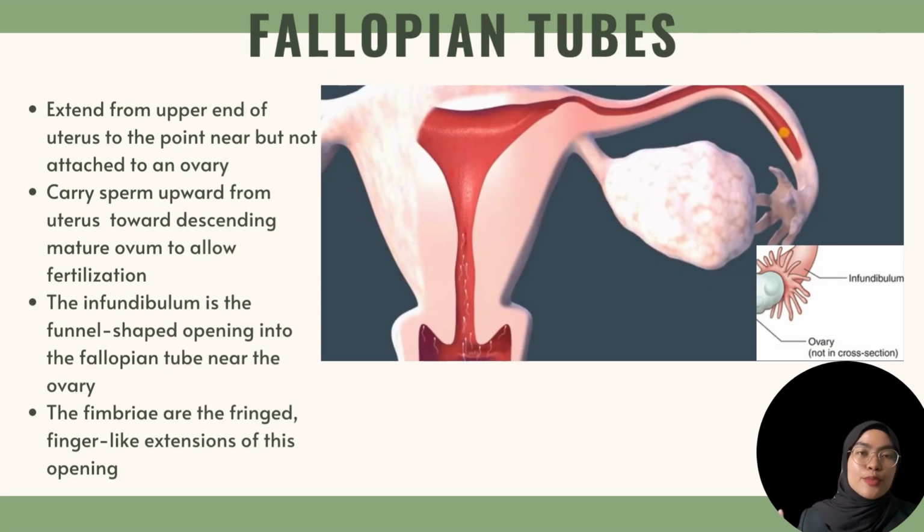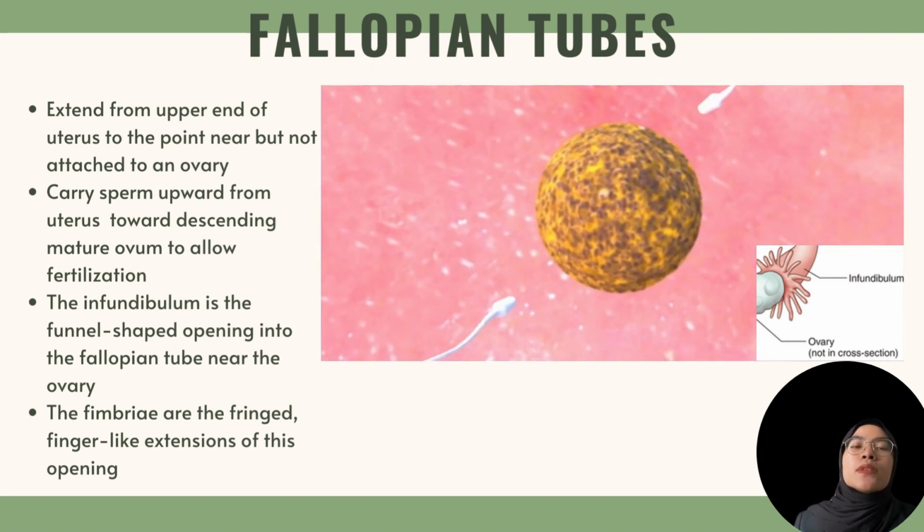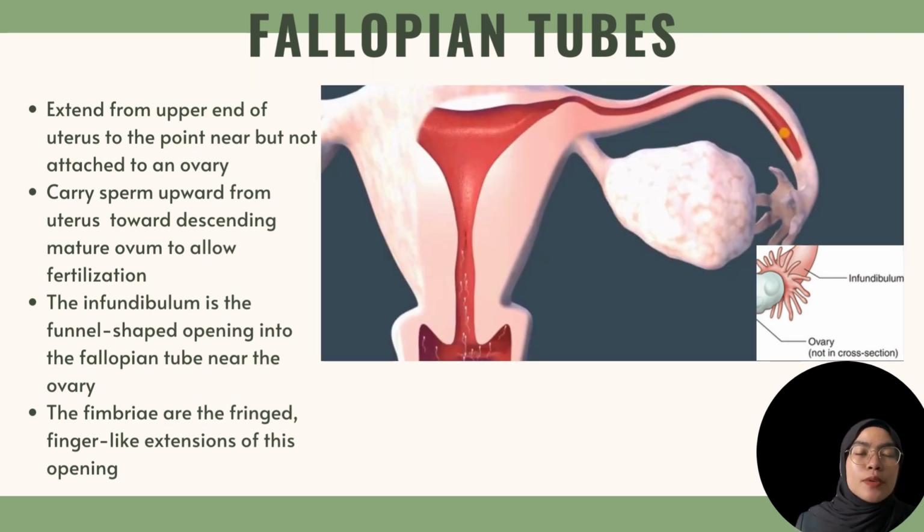There are 2 fallopian tubes, which are also known as uterine tubes. These tubes extend from the upper end of the uterus to a point near but not attached to an ovary. They also carry sperm outwards from the uterus toward the descending mature ovum to allow fertilization to happen.